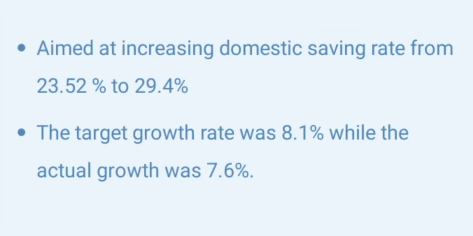Aimed at increasing domestic savings rate from 23.52% to 29.4%. The target growth rate was 8.1, while the achieved one was 7.6.